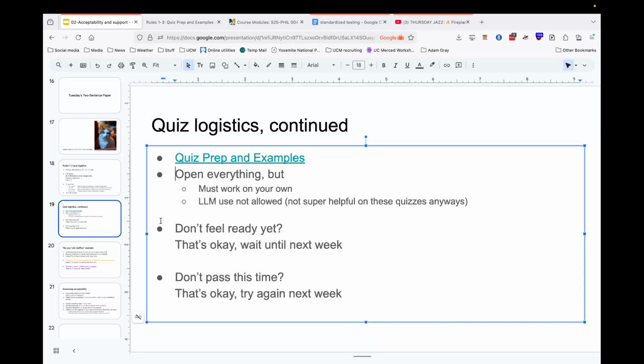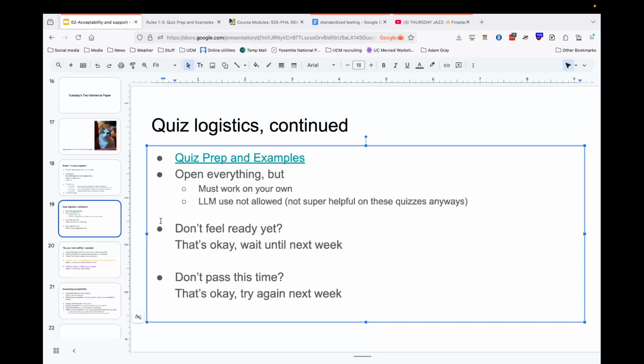Okay, now you might not feel ready yet. Support in particular is a very challenging concept. A lot of students get it kind of confused with acceptability, and we're really only going to have part of today to talk about support and whatever happens in discussion section. You might not feel ready yet. That is totally fine. We are going to be putting this quiz on a due date every week, so you will have another opportunity to take it again next week.